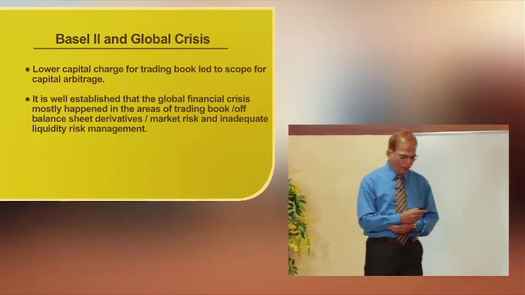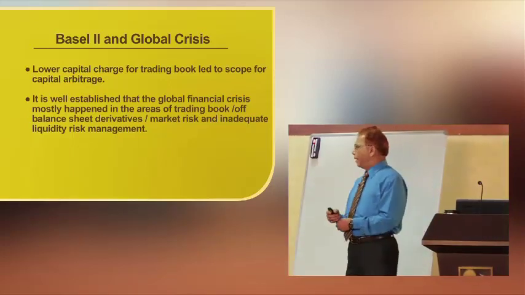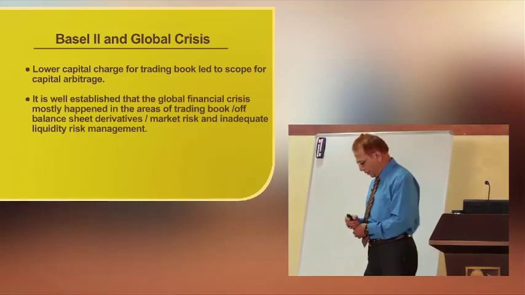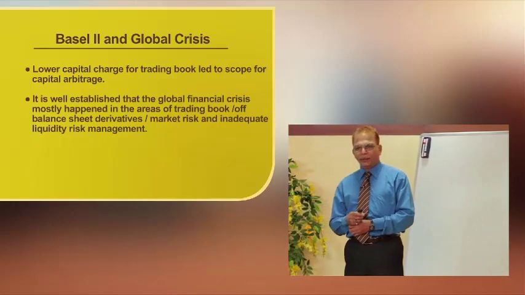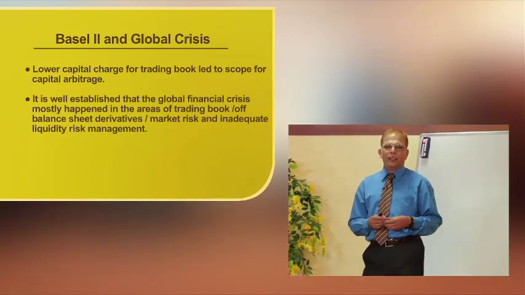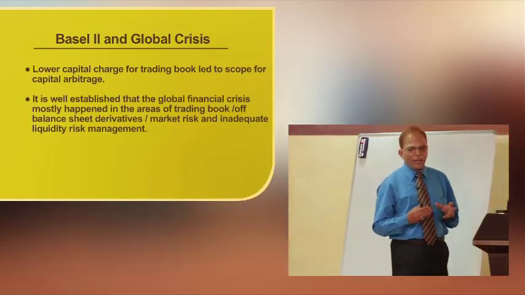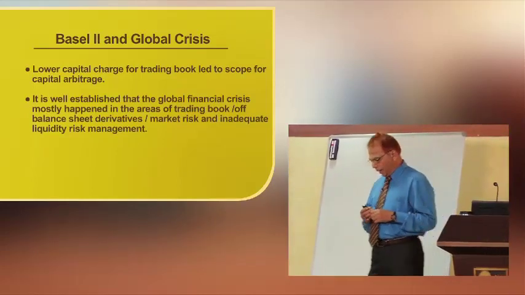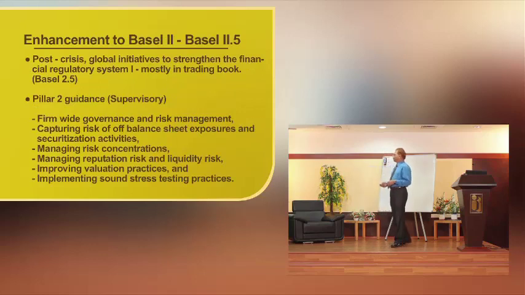The derivatives were also not captured properly for the risk exposures, and liquidity was another reason. Liquidity is one of the main factors which resulted in the global crisis, because a lot of banks were relying on short-term borrowing and invested in long-term bonds which were originated out of the banking book assets. So the enhancement to Basel II is basically Basel 2.5.